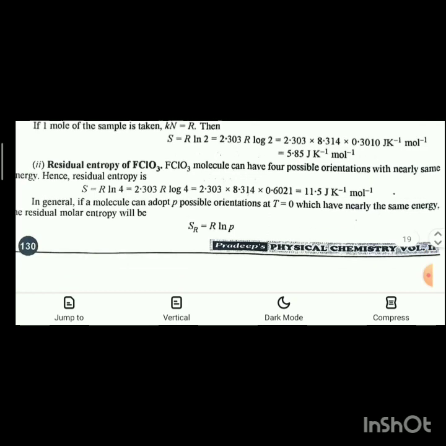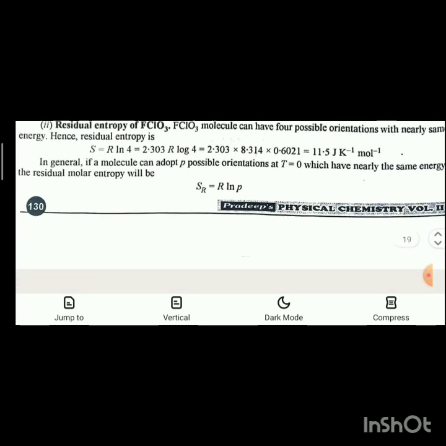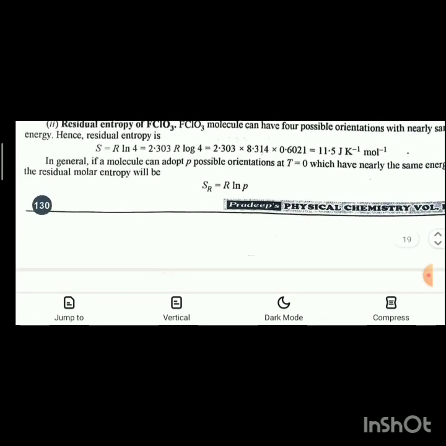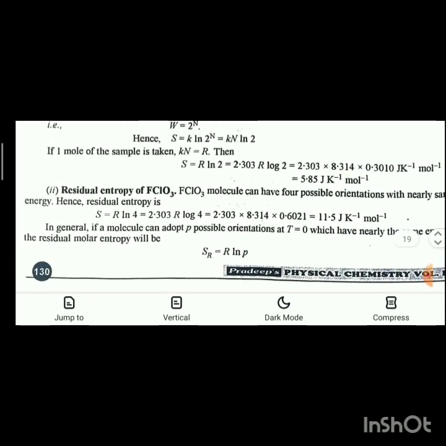Number 2, residual entropy of FClO3. The FClO3 molecule can have 4 possible orientations with nearly the same energy. Hence, residual entropy is S equals R ln 4 equals 2.303 R log 4 equals 2.303 into 8.314 into 0.6021 equals 11.5 joule per Kelvin per mole. In general, if a molecule can adopt P possible orientations at T equals 0 which have nearly the same energy, the residual molar entropy will be S_R equals R ln P.